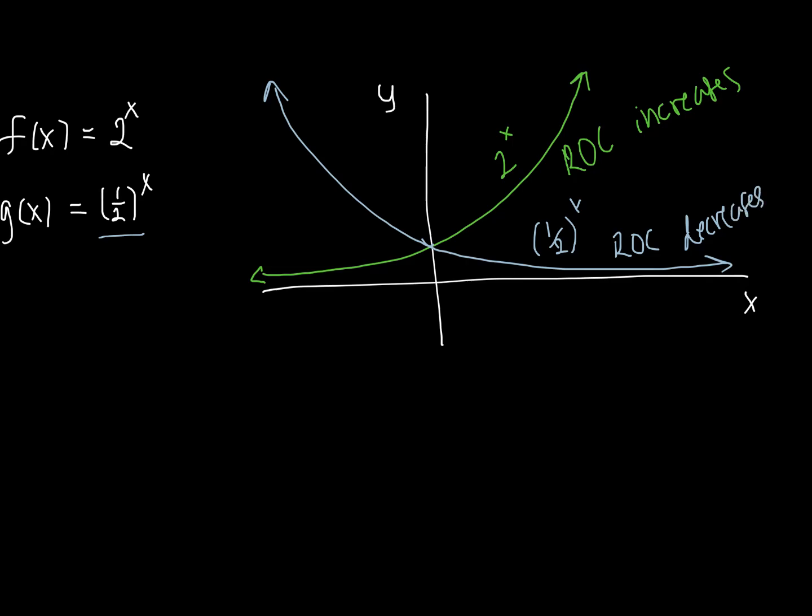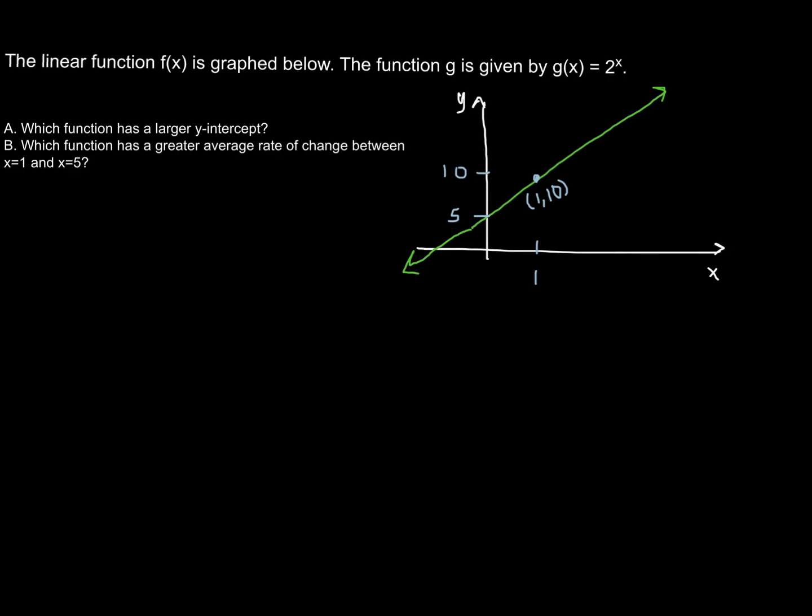Okay. So these are going to be some important characteristics. And of course, the opposite is true as I move towards the left. As I move towards the left, the rate of change here is increasing. It's getting steeper. And for 2 to the x, the rate of change is decreasing. It's getting shallower. So this is going to allow us to start answering some questions.